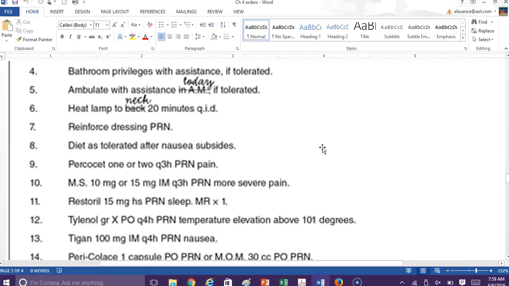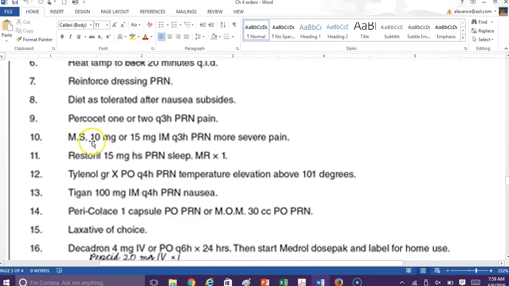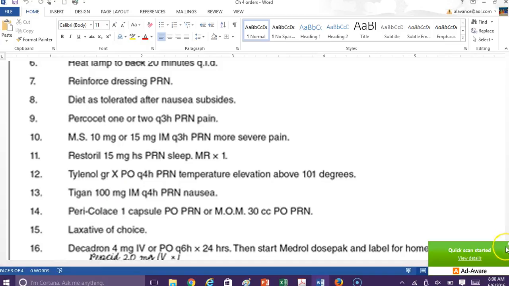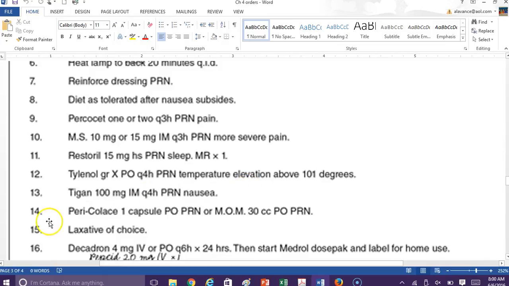Percocet 1 to 2 every 3 hours PRN pain. Morphine sulfate 10 milligrams or 15 milligrams intramuscularly every 3 hours as needed for severe pain. Restoril, a benzodiazepine, used to help with insomnia. MR means may repeat 1 time. Tylenol 10 grains by mouth every 4 hours as needed if the temperature rises above 100 degrees. Tigan, which is an antiemetic, antihistamine type drug, given every 4 hours as needed for nausea.